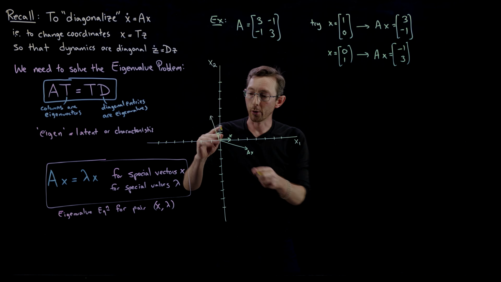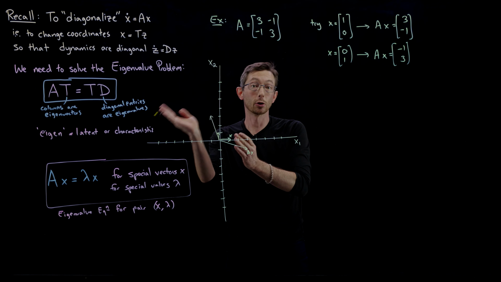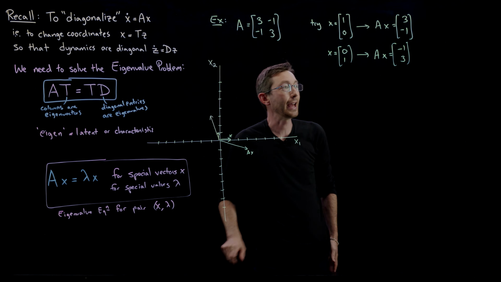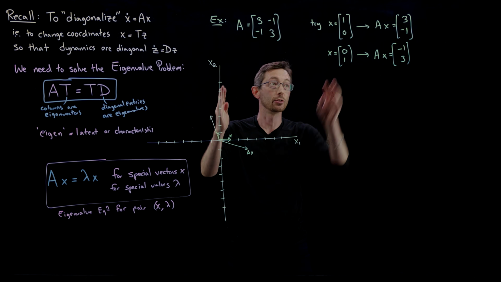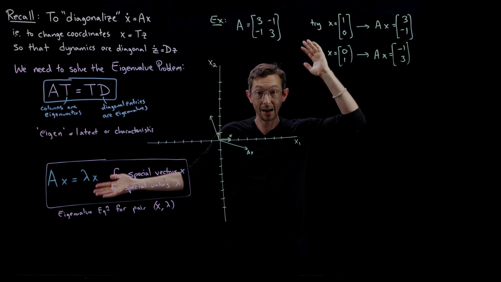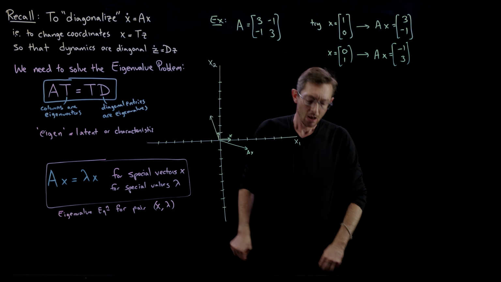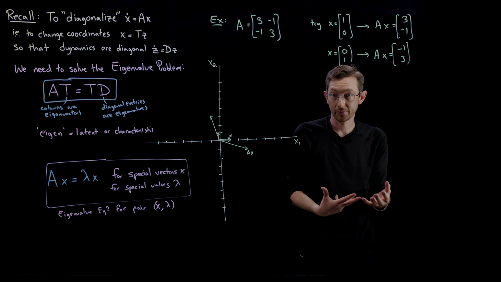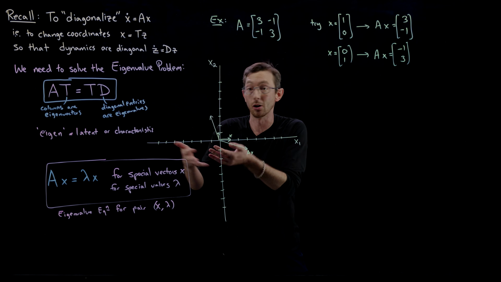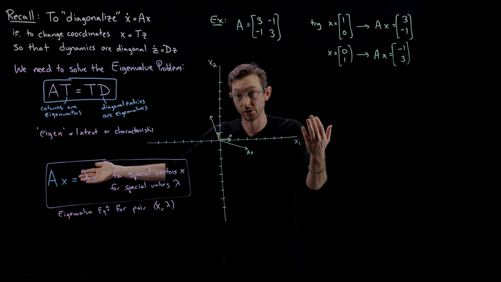Again, these are pointing in different directions. So my vector rotated after multiplication by A. And so neither of these principal x1 or x2 directions are eigenvectors of my A matrix. These are not eigenvectors. I haven't convinced you yet probably that there are in fact these magic vectors where this is true.